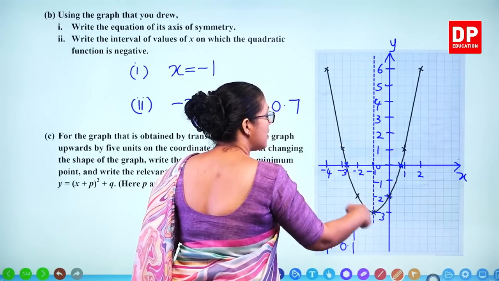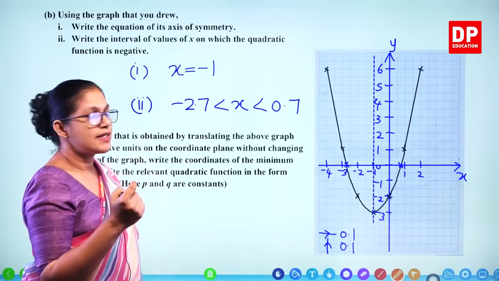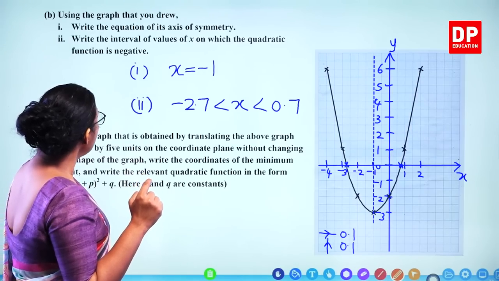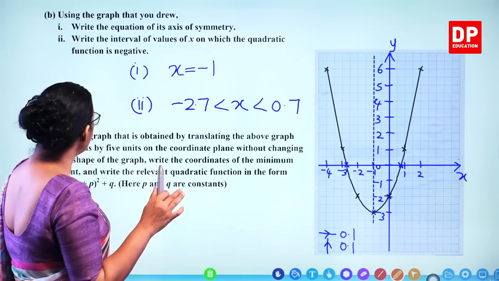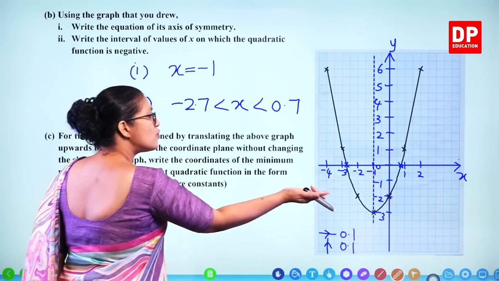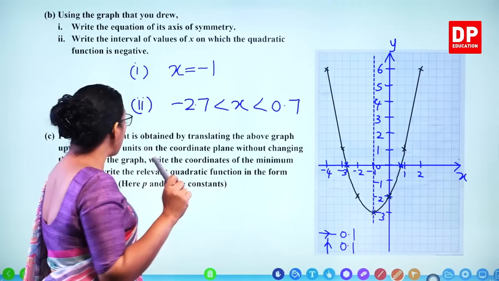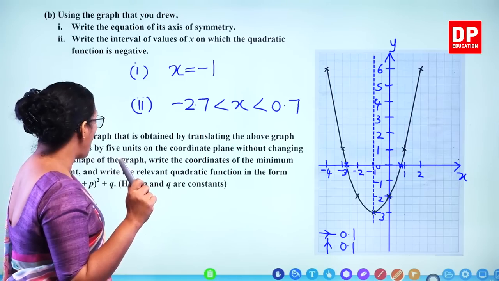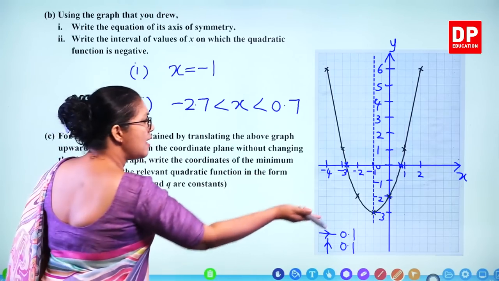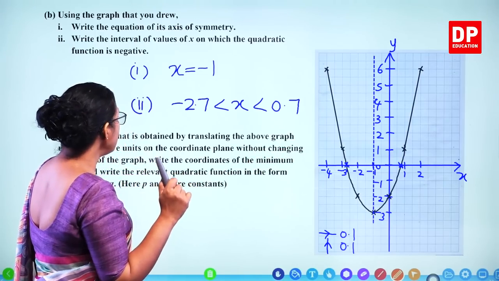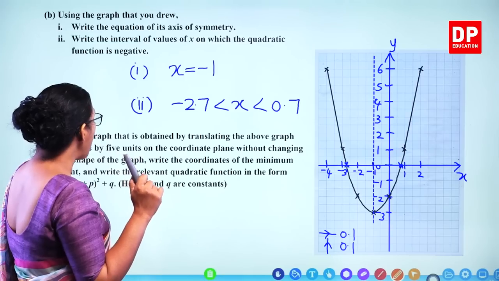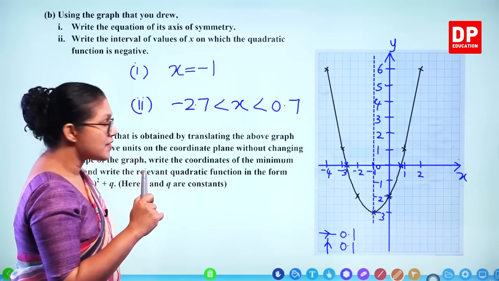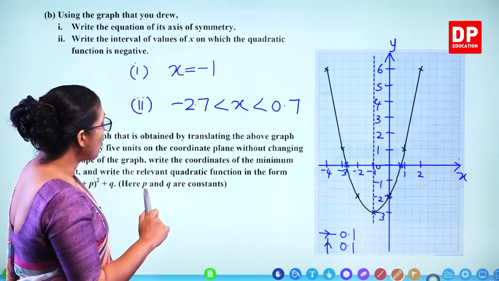You get all the y values negative. And the third part, C. For the graph that is obtained by translating the above graph upwards by 5 units. So the whole thing goes up by 5 units on the coordinate plane without changing the shape of the graph. So just along the y-axis, write the coordinates of the minimum point and write the relevant quadratic function in the form y equals (x plus p) squared plus q, and here p and q are constants.